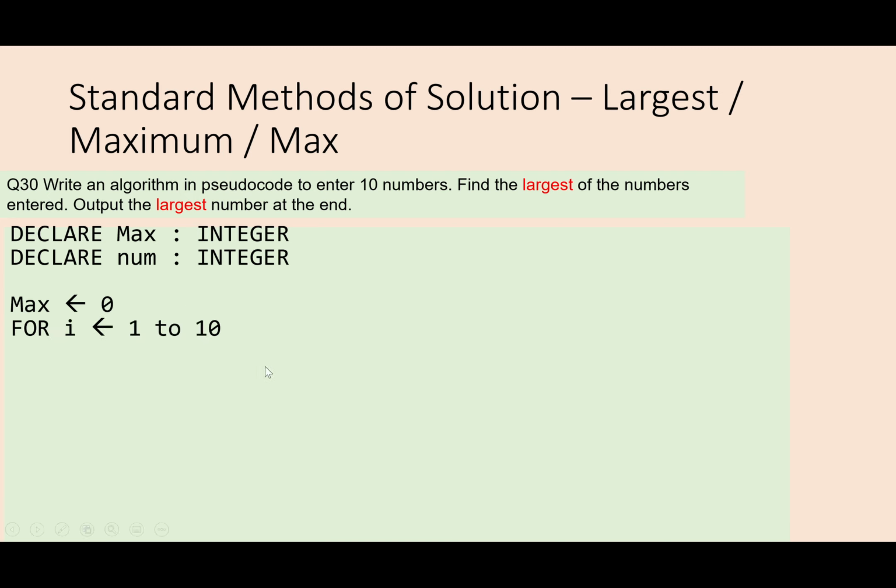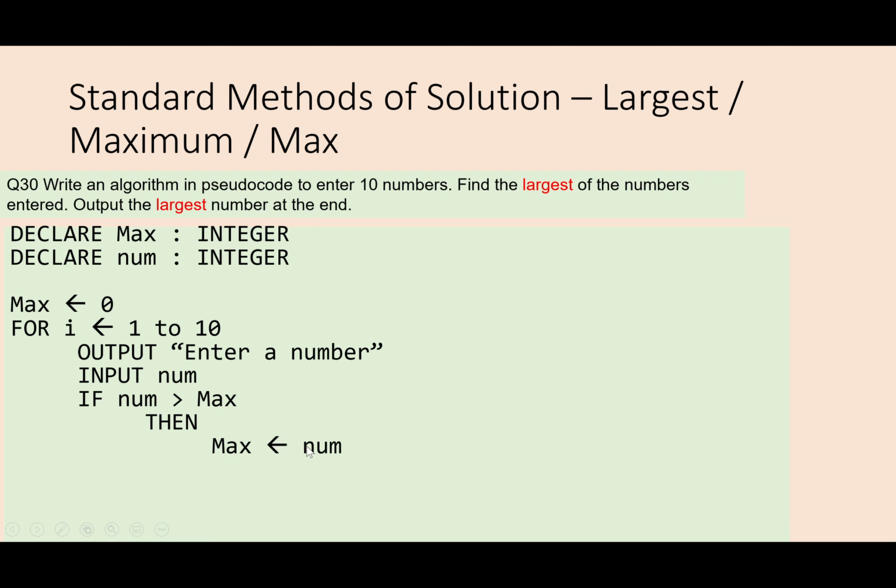So we're going to go around 10 times, we're going to input a number, we're then going to compare that number with max. If the number is bigger than max, then max is going to become that number. We're going to end our if statement and next I, and we're going to keep going around until we get to the end, and we'll output the max. Pause the video, have a go at writing this now in pseudocode.